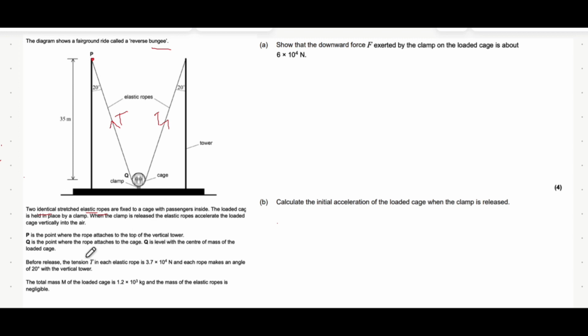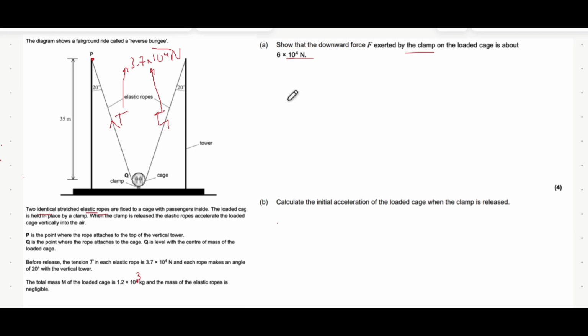It tells you before release the tension in each rope is 3.7 times 10 to the 4 newtons. So I'm just going to write that out. Sorry if that's a little bit small, by the way. And that's the same tension across both because they're both identical ropes. It also tells you that the mass of the loaded cage is 1.2 times 10 to the 3 kg. And the mass of the ropes is negligible, so we don't have to take into account the mass of the ropes in our calculation. Show that the downward force exerted by the clamp on the loaded cage is that much.